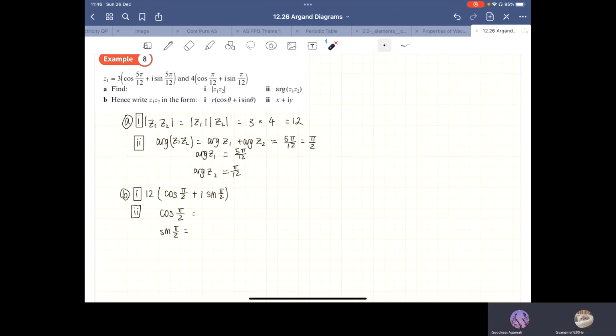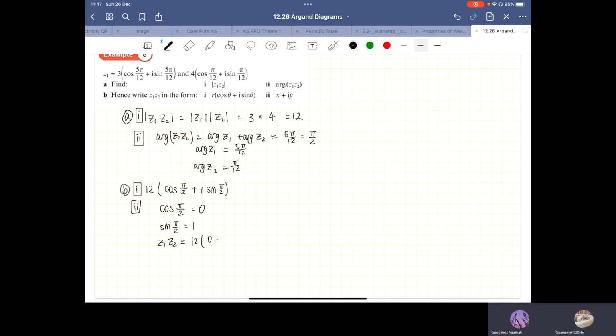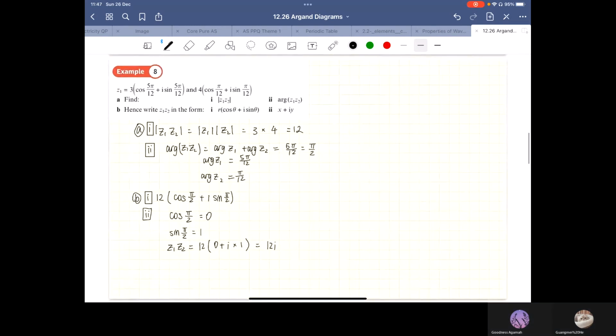Cos of pi over 2 is 0. That's it. And then sine pi over 2 is 1. We plug it back in. 0 plus i times 1. That is just 12 times 0 is 0. So what we get left is 12i. The second part. That's it for question 8.